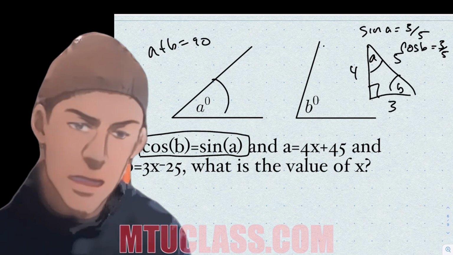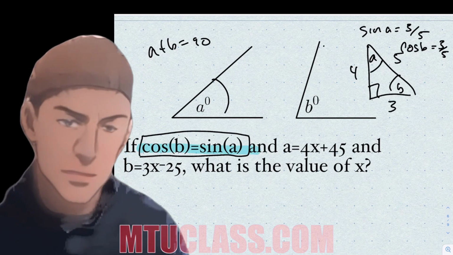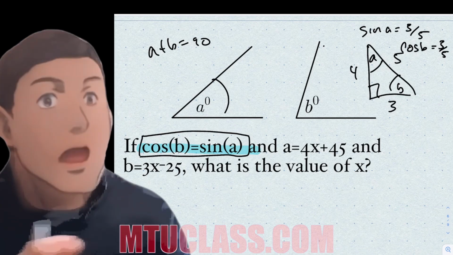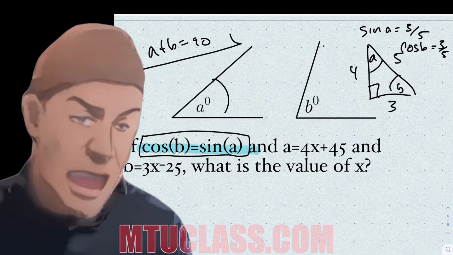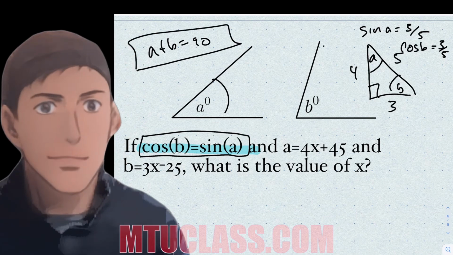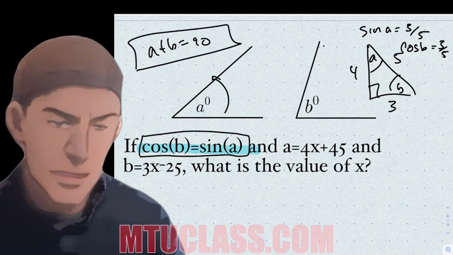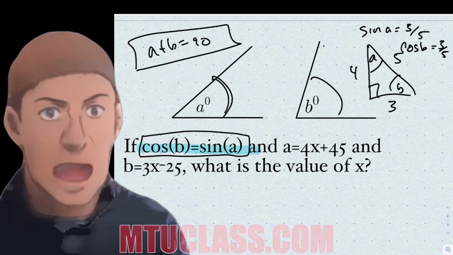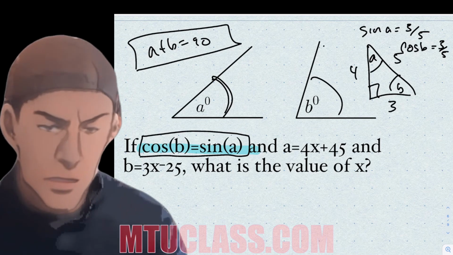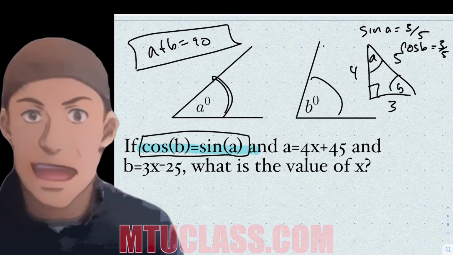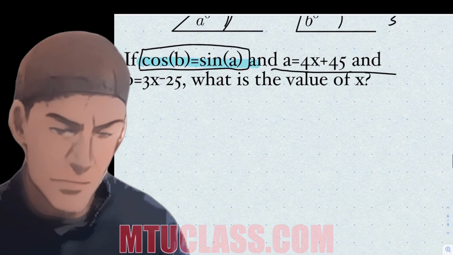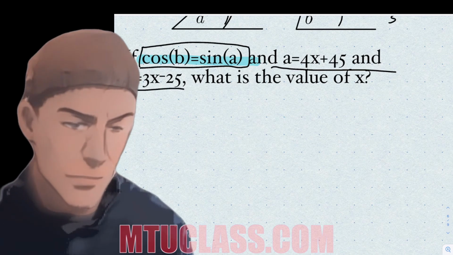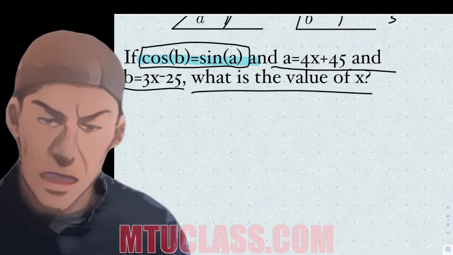So you see a lot of these questions that say cosine A equals sine B or something like that. You don't have to worry. All you have to do is recognize that A plus B equals 90. That's what we're going for. So in this case, we have our two angles, A and B. We don't know what they equal. We know cosine B equals sine A. And then it says A equals 4x plus 45 and B equals 3x minus 25. What is the value of x?